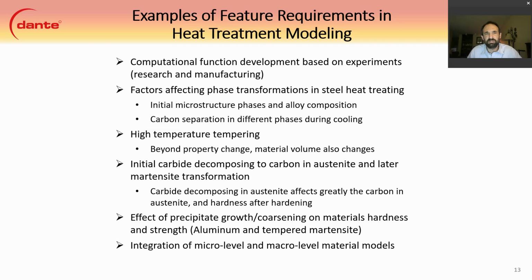We also need to understand the initial carbide decomposing. This has a great effect on the hardness and the hardenability of the material and needs to be more understood. Also need to understand the effect of precipitate growth and coarsening on the material's hardness and strength. And this is particularly important for aluminum and the high temperature tempering steels.